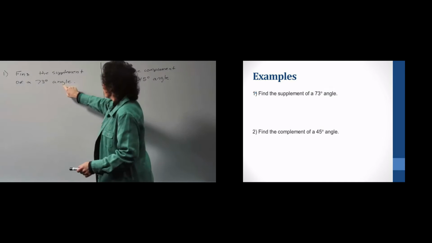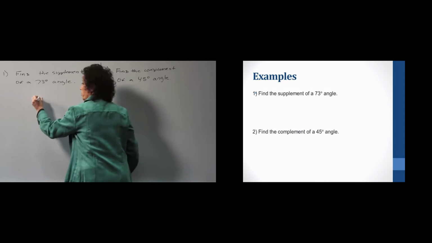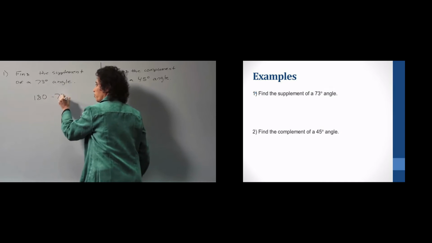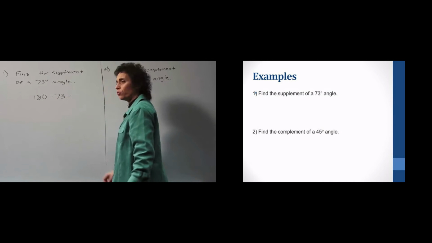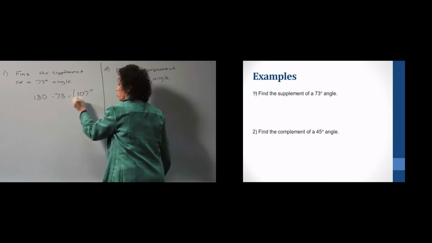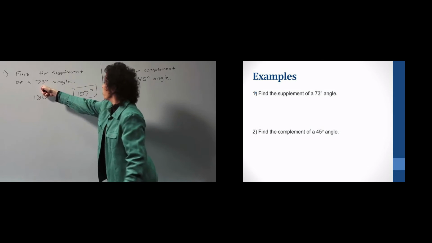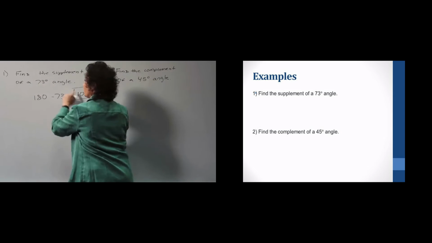Okay, what we have to remember to do this problem is that supplementary angles add up to 180 degrees. So all we have to do is take 180, subtract 73. I think I could do this in my head. It's 450. No, I'm only kidding. Okay, so it's 107 degrees. So that is the angle that's supplementary to 73 degrees. Okay, they are supplements of each other.